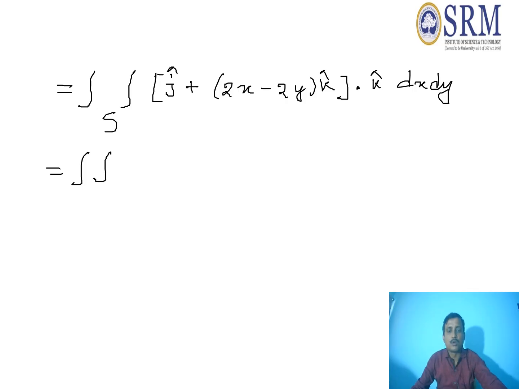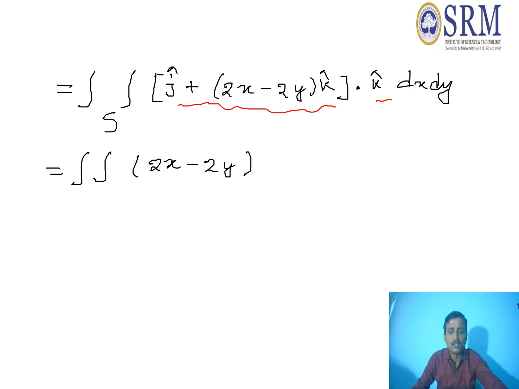Now do this dot product. These are the two vectors. You see it is clearly showing: this one and this one. Two vectors are there. If you do the dot product, what will come? Only the k components. The dot product is 1, and the remaining is 0. So that means you are getting 2x minus 2y.